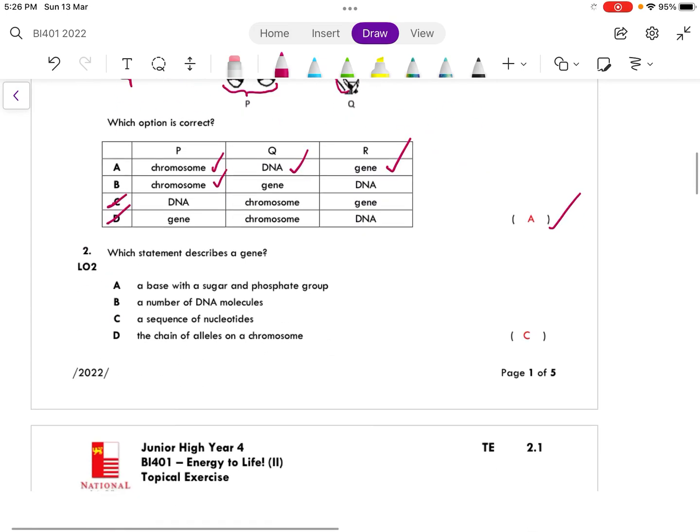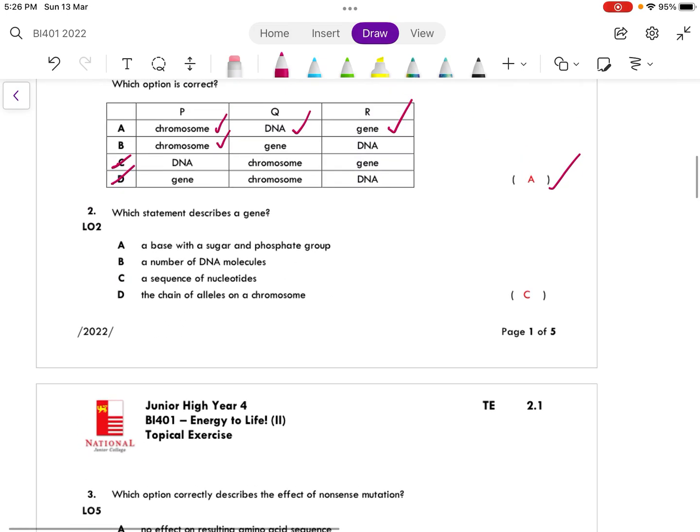Next, let's go to question 2. Question 2 says, which statement describes a gene? Let's look through all the options. A base with a sugar and a phosphate group. Alright, what is this referring to? A base, okay, so maybe it could be adenine, attached to a sugar, okay, and a phosphate group. So A is referring to a nucleotide. I say again, A is referring to a nucleotide. Okay, so therefore it cannot be A.